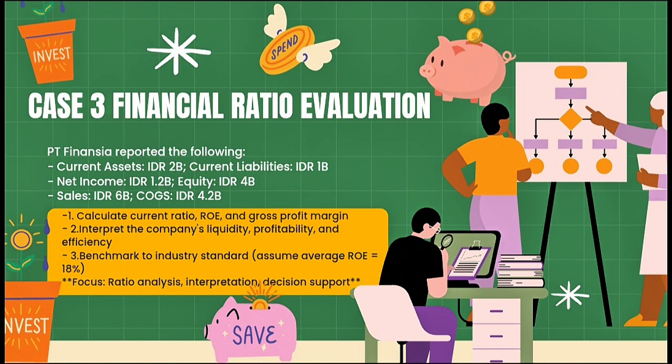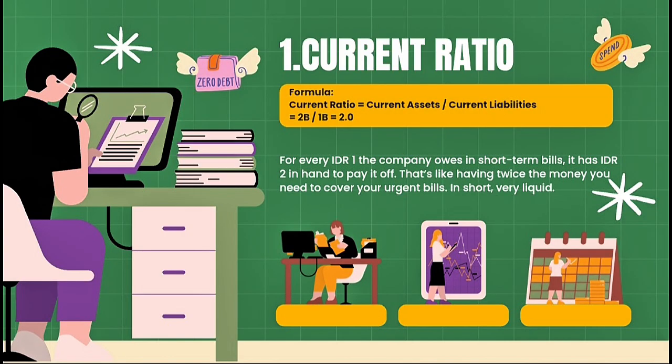So there's a company data given: current assets are 2 billion, current liabilities 1 billion, net income 1.2 billion, equity 4 billion, sales 6 billion, cost of goods sold 4.2 billion, and the last one is the industry ROE, or return on equity, benchmark of 18%. Okay, let's calculate the ratios.